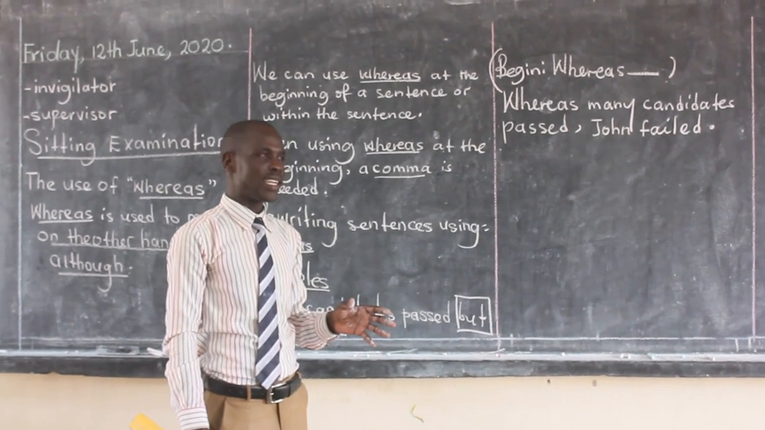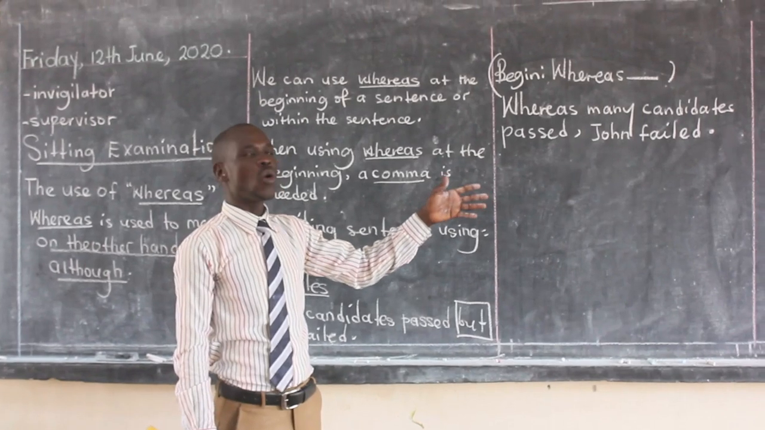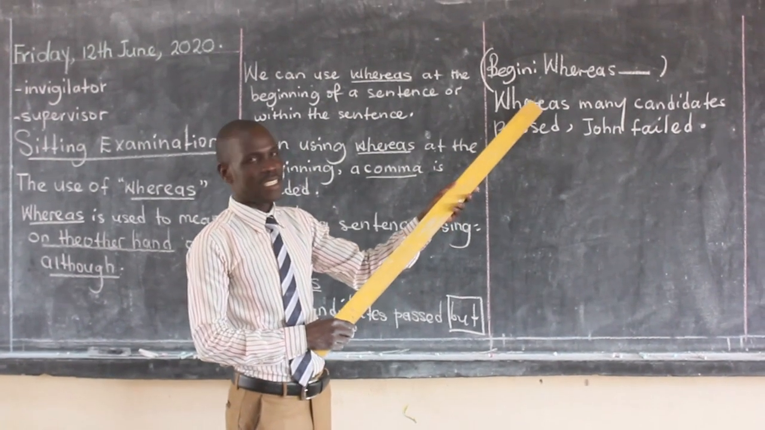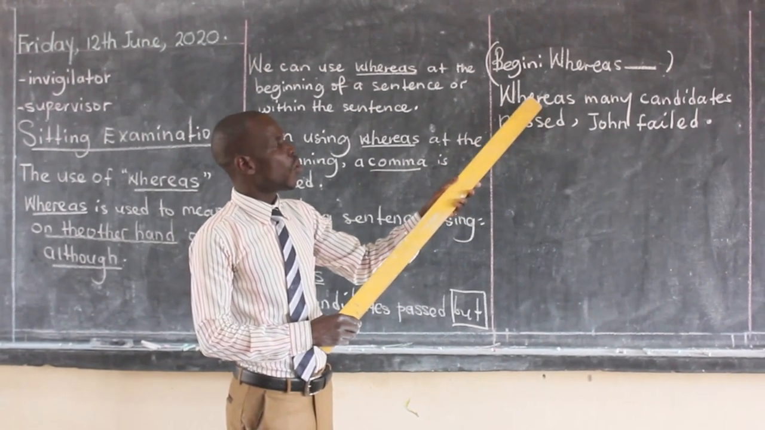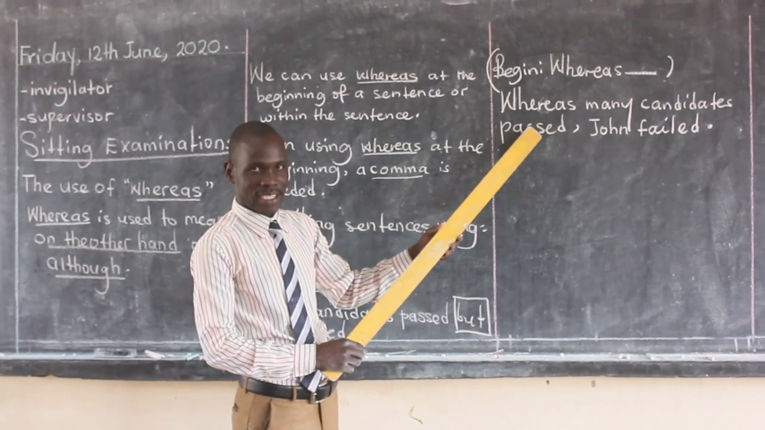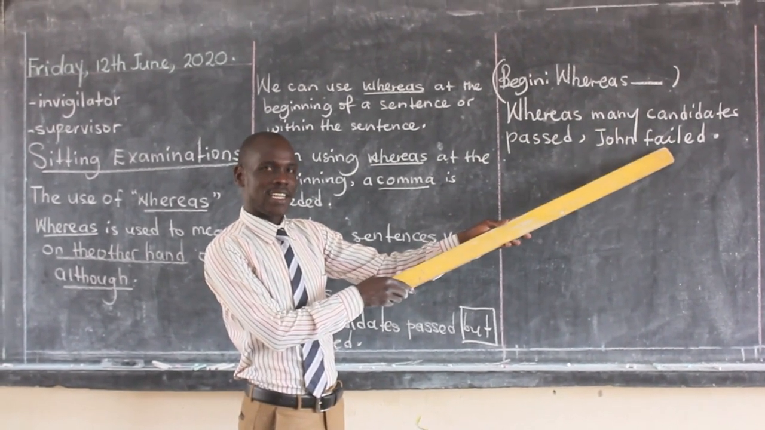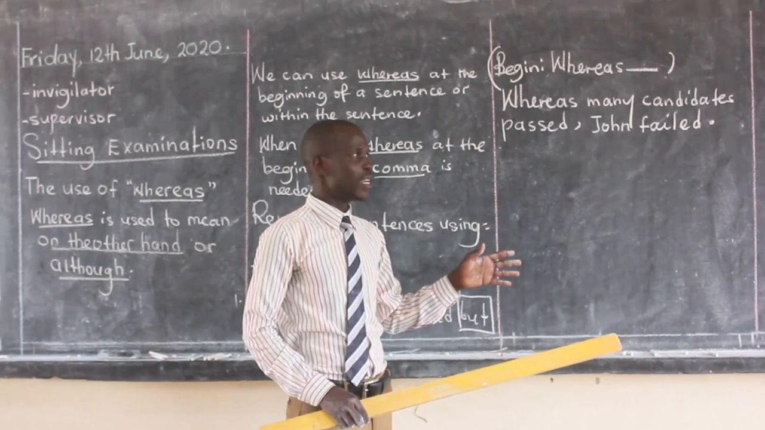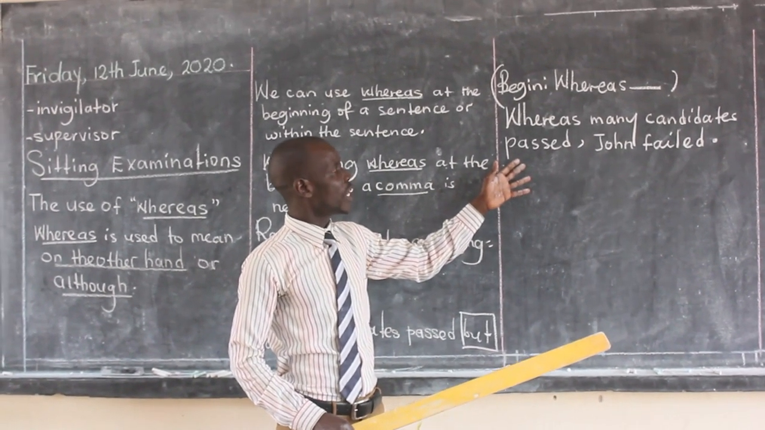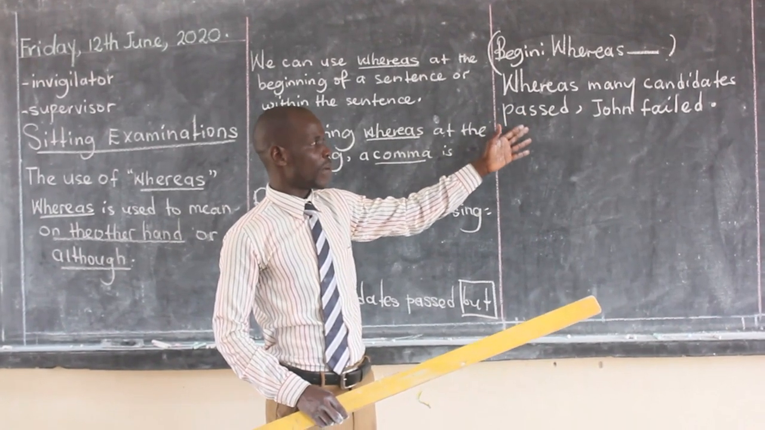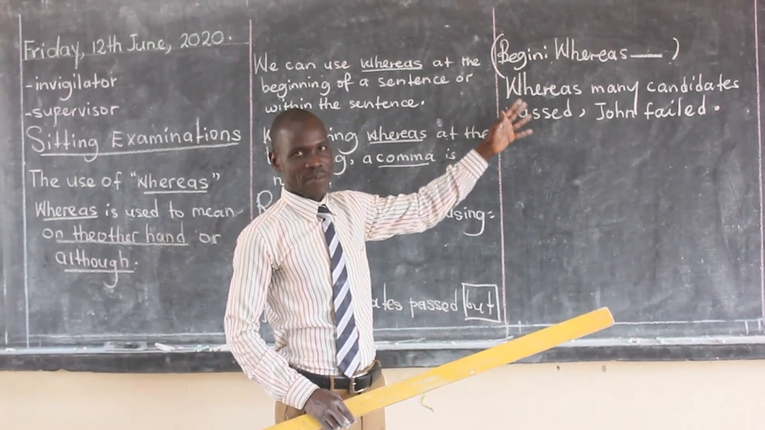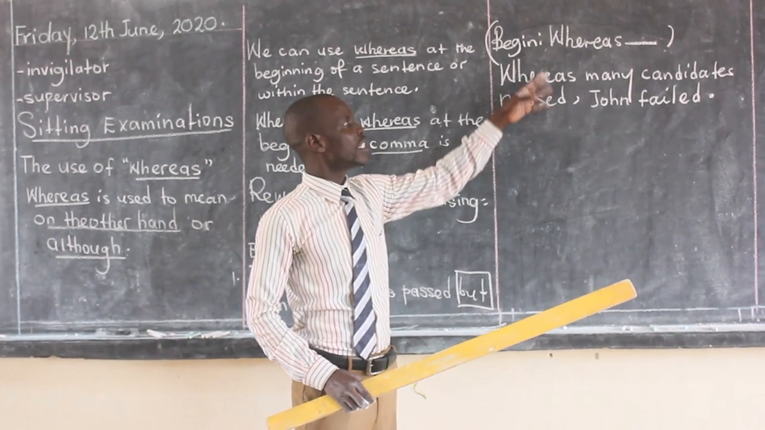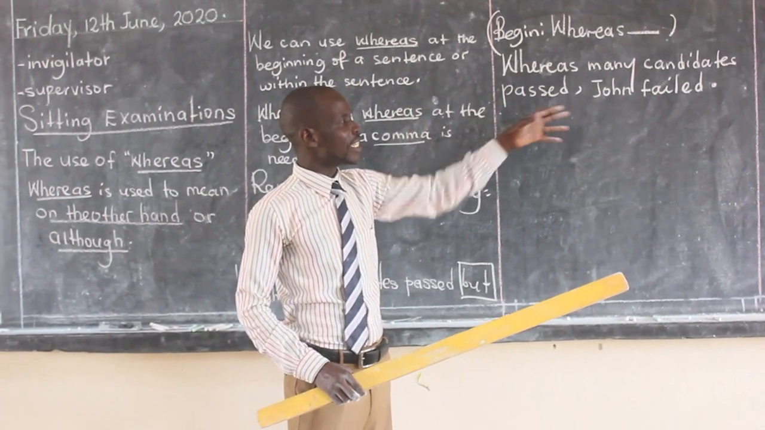Just like we said that whereas can also mean although. So you find that if you used although in this sentence, we shall have, although many candidates passed, John failed. That's what we referred to at the beginning, that whereas can also mean although. So now, if we are having whereas many candidates passed, John failed, that is at the beginning. What if we want to change? We can change this and still use the same structure within the sentence.